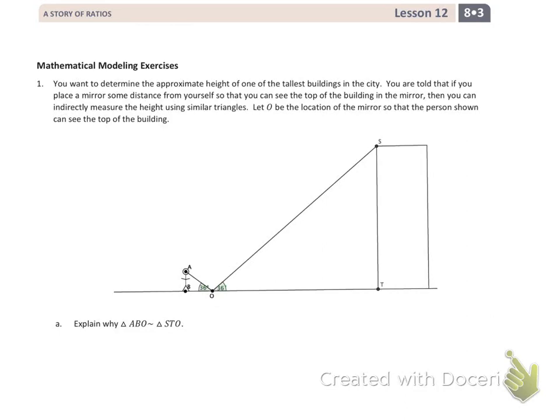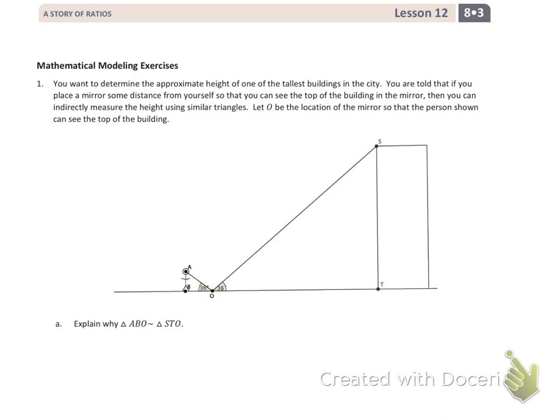Okay, let's look at exercise 1. Again, we're trying to determine the height of something without having to measure it directly. It says you want to determine the approximate height of one of the tallest buildings in the city. You are told that if you place a mirror some distance from yourself so that you can see the top of the building in the mirror, then you can indirectly measure the height using similar triangles.